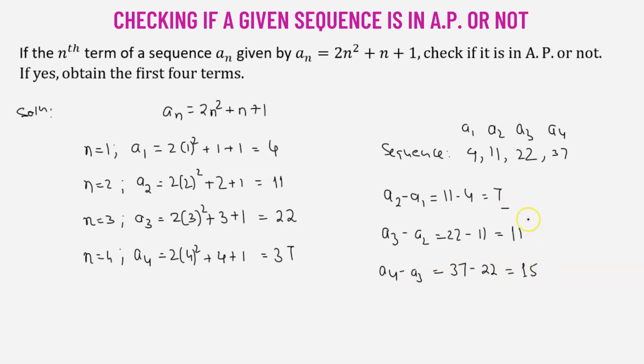So we clearly see that there is no common difference here. Each of the differences is different from the others. Hence we can say that our given sequence an equals 2n squared plus n plus 1 is not in AP. It's a general sequence, but this particular sequence is not in arithmetic progression.